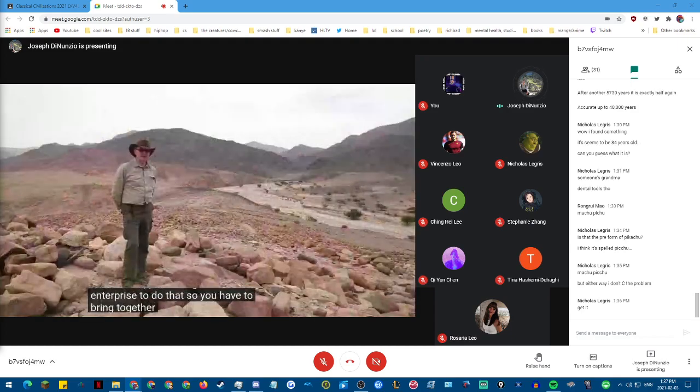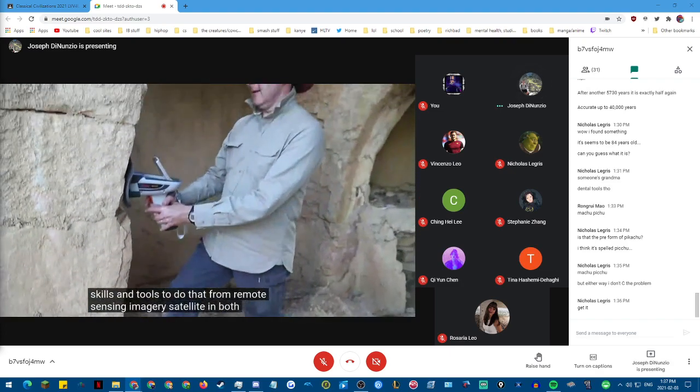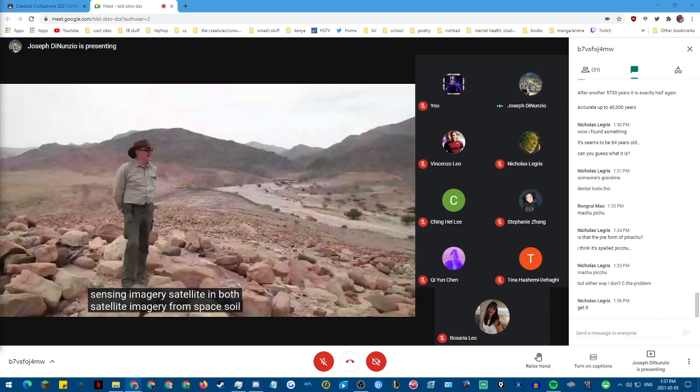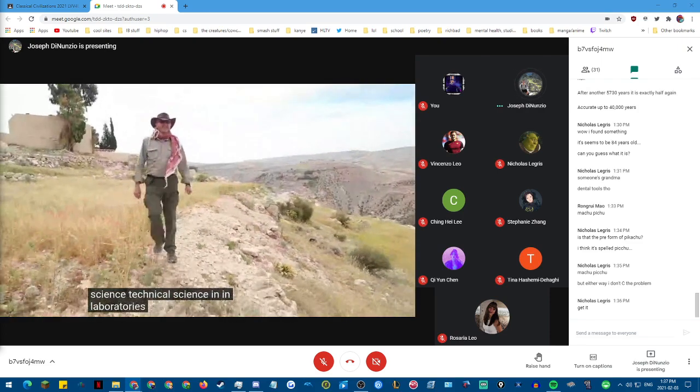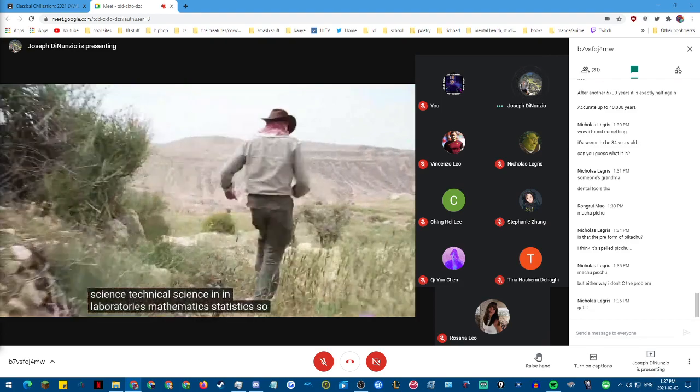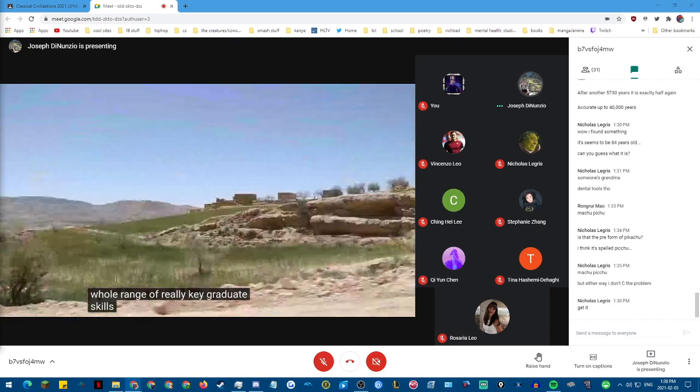So you have to bring together an enormous range of skills and tools to do that, from remote sensing imagery, satellite imagery from space, soil science, technical science in laboratories, mathematics, statistics. So actually, rather than archaeology being the vehicle, you're developing a whole range of really key graduate skills.